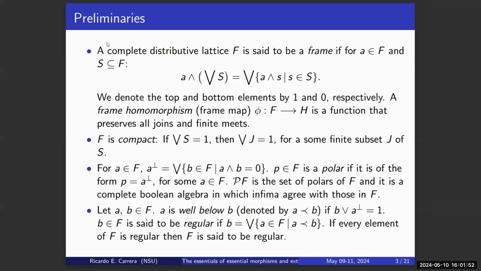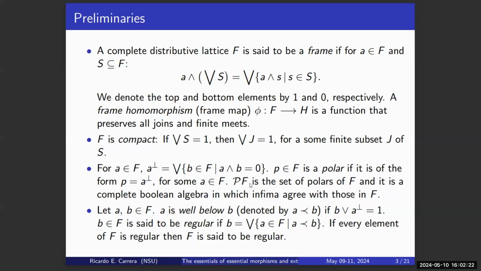Okay, so by now we all know what a frame is. You've got a complete distributive lattice that satisfies the infinite distributivity property. We've gone over what it means for a frame to be compact. This here is the pseudo complement. Because my formal training is in L groups, I tend to call them polars. So P in F is a polar if P is equal to A perp. And I'm going to let PF be the set of all polars of F.